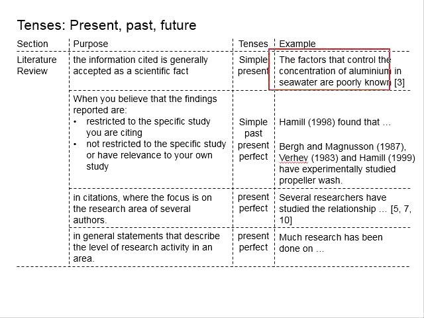This is an example sentence. The factors that control the concentrations of aluminium in seawater are poorly known. Based on what this sentence implies, in the past, the knowledge of this was poor, and at the present, the knowledge of this is still poor. In this case, the present tense is being used.